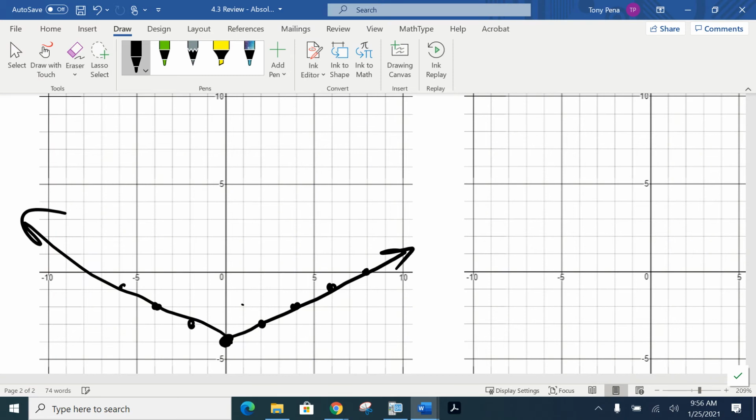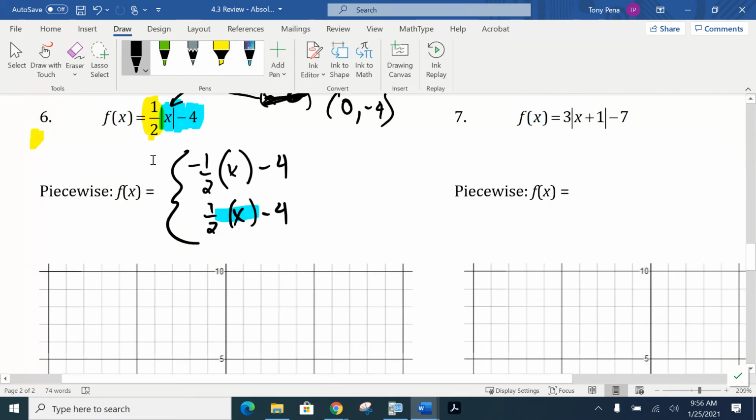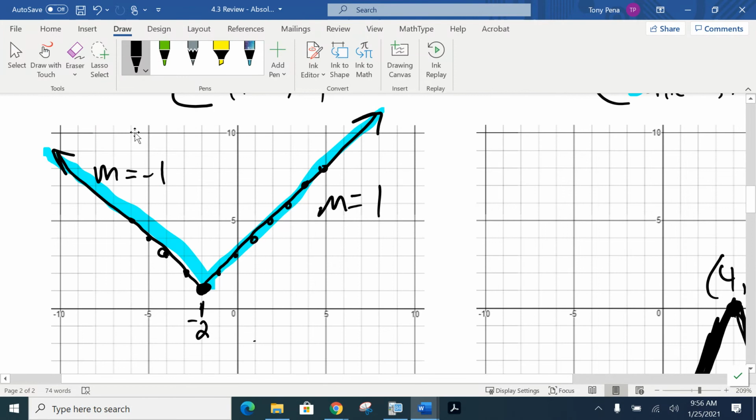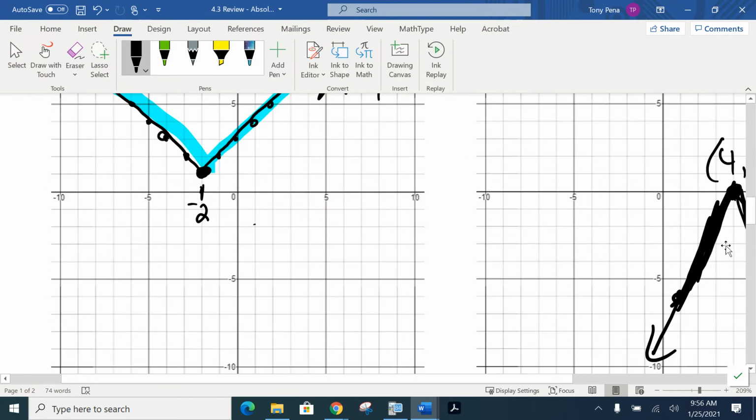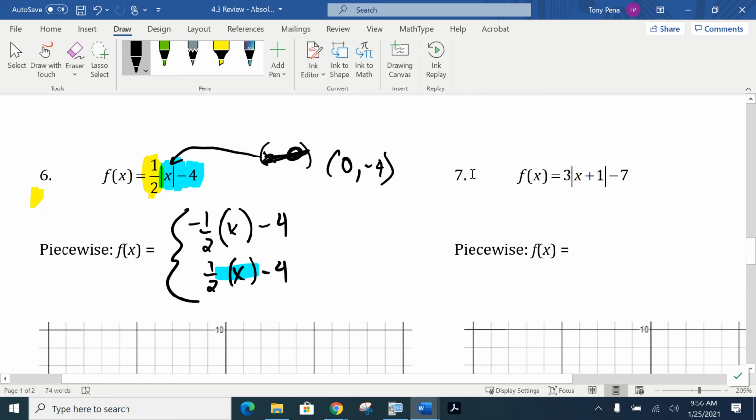Notice how that's really wide? That's very similar to our parabolas, right? If I had a number smaller than one in front of our parabola, didn't it make our parabola wider? And if it was bigger than one, like a two, it makes your parabola more narrow. It's the same with the V's, okay?